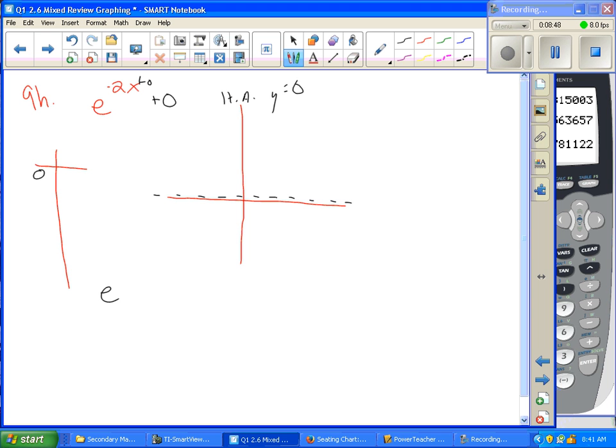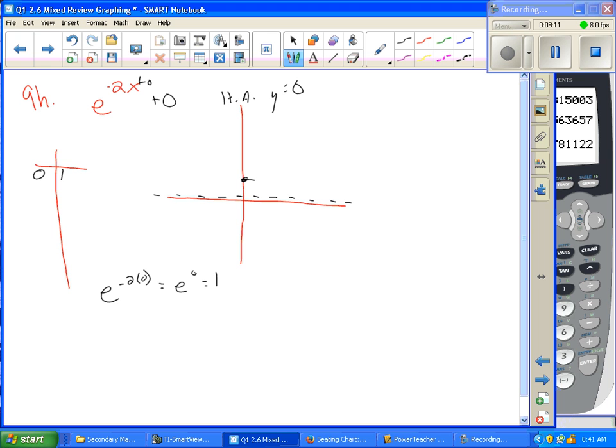So then I'm just going to do e to the negative 2 times 0, which is e to the 0, and I know e to the 0 is 1. So I graph 0, comma 1. And then should this one be a growth or decay graph? Growth. I heard both growth and decay. Okay, decay is right. It has a negative in front of that x value.